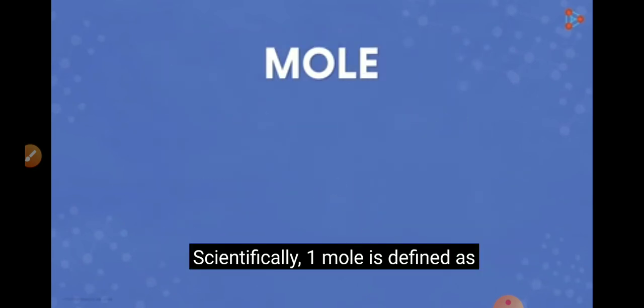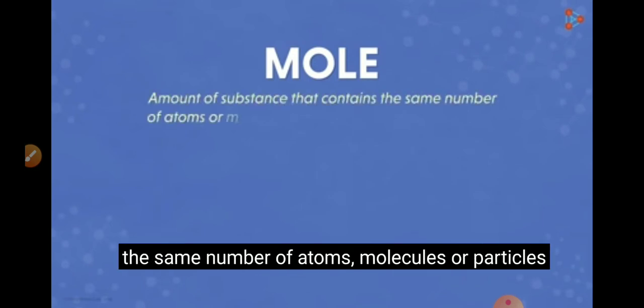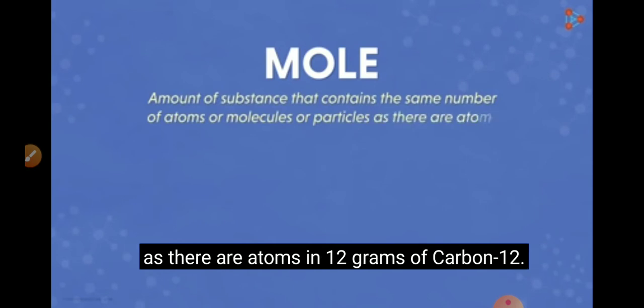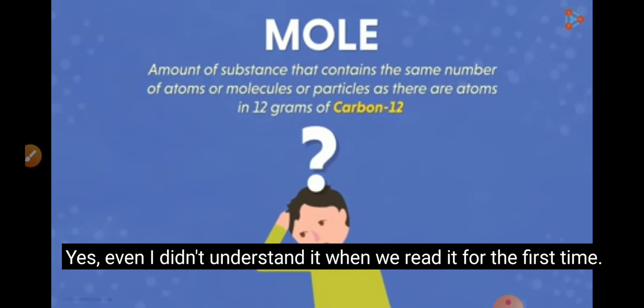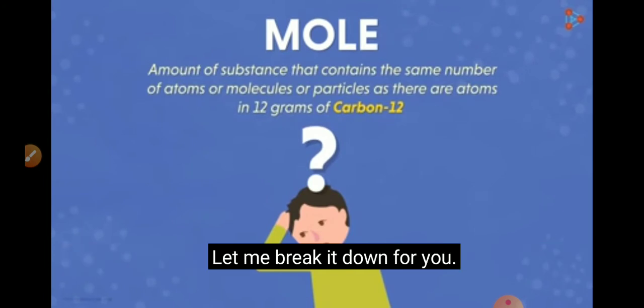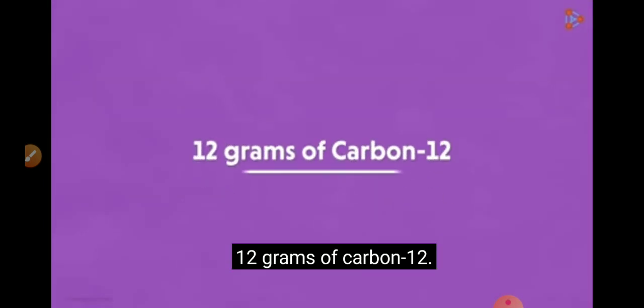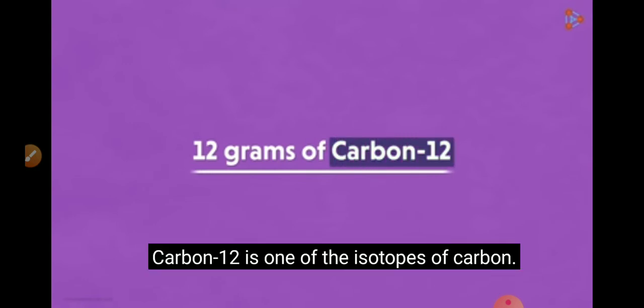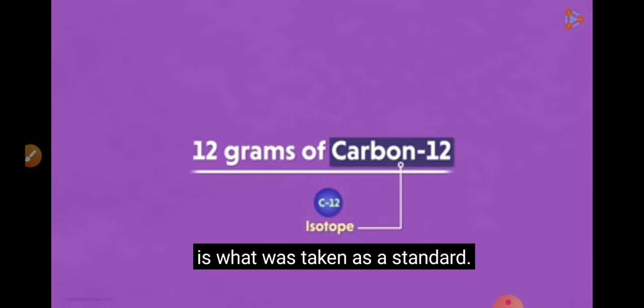Scientifically, 1 mole is defined as the amount of substance that contains the same number of atoms, molecules, or particles as there are atoms in 12 grams of carbon-12. Yes, even I didn't understand it when we read it for the first time. Let me break it down for you. Let me remove this definition from the screen. What we have on the screen now is 12 grams of carbon-12. Carbon-12 is one of the isotopes of carbon. Now 12 grams of carbon-12 is what was taken as a standard.